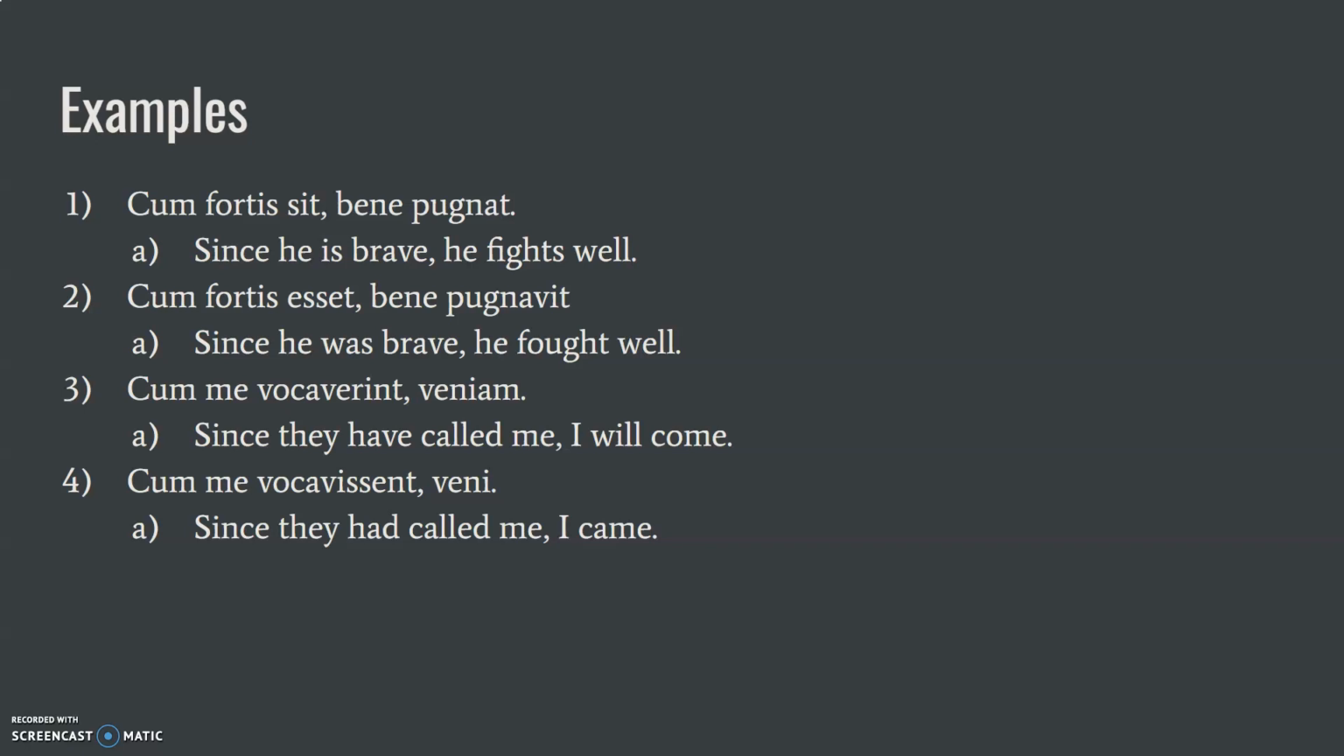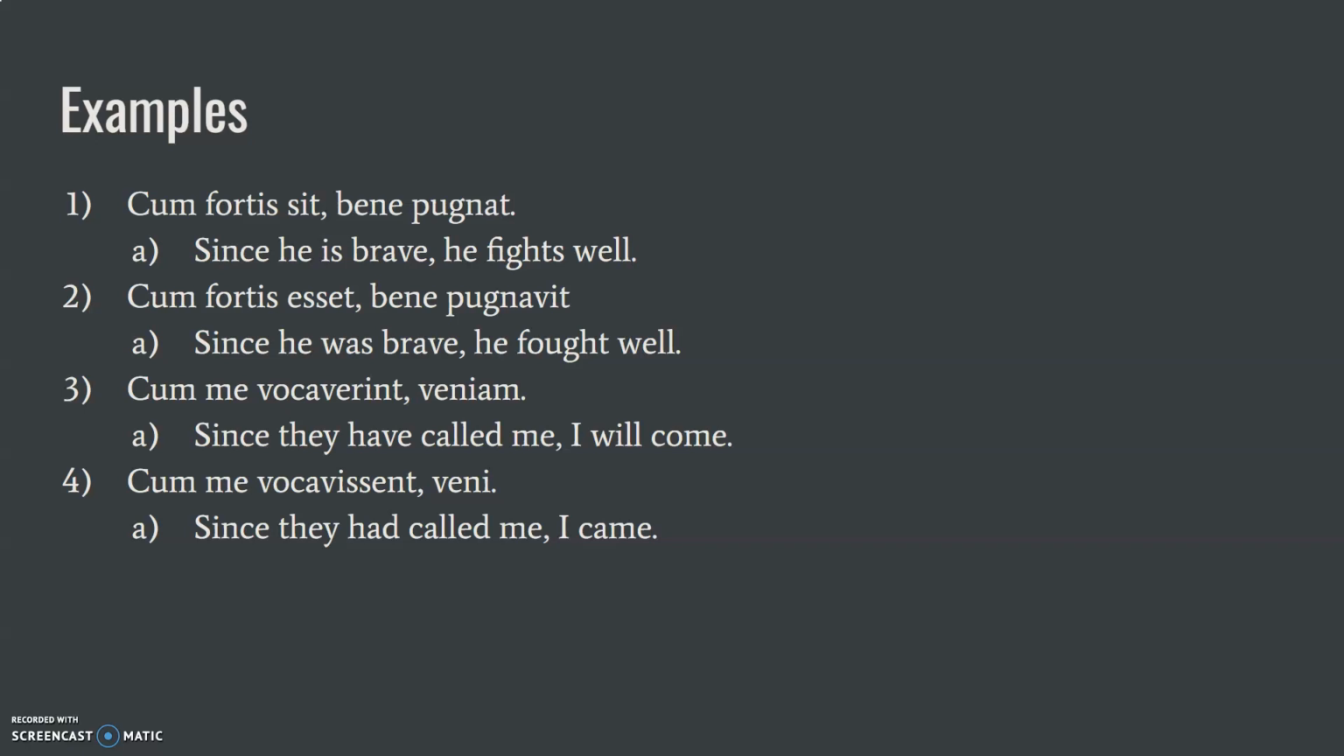If we're in the present tense, that means we're in primary sequence. And then we have to say, okay, are we talking about same time or prior time? Same time will take the present subjunctive. Prior time would take the perfect subjunctive. Sit here is a present subjunctive, so we're in the same time. Once again, cum is going to be because or since. So since he is brave, he fights well. Sit is in the present subjunctive because it's primary sequence occurring at the same time as the main verb.